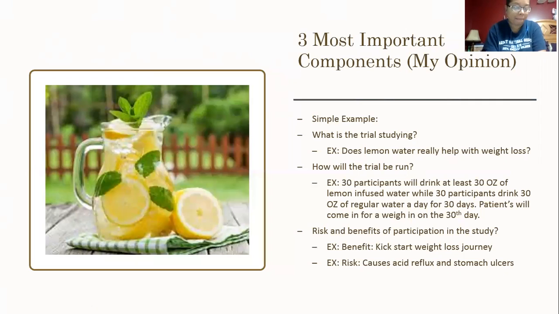The third thing that I find most important is the risks and benefits in the study, such as things that can go wrong, or benefits. So for example, a risk can be that drinking too much lemon-infused water could cause GERD or stomach ulcers or acid reflux. But a benefit is something the patient can benefit from, such as weight loss, and that it has a good source of vitamins.